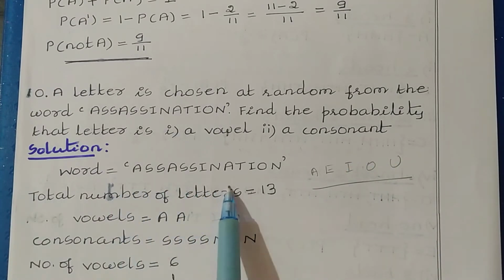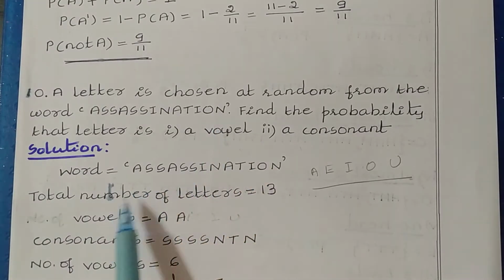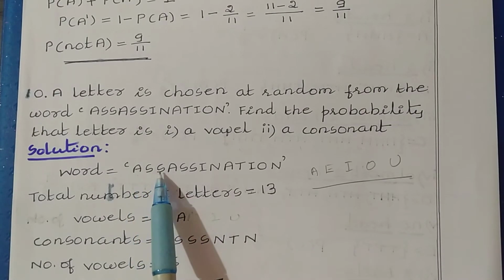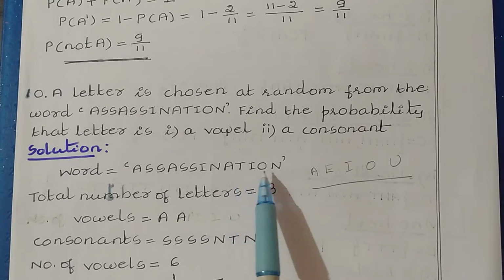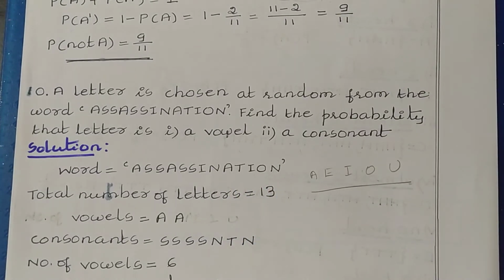So they have given this word. From this word we need to first find the number of vowels and then number of consonants. So first let us find that. So here totally in this word we have 13 letters. 1, 2, 3, 4, 5, 6, 7, 8, 9, 10, 11, 12, 13. So the total number of sample points of this particular experiment we can take as 13. That is the total number of possible outcome.